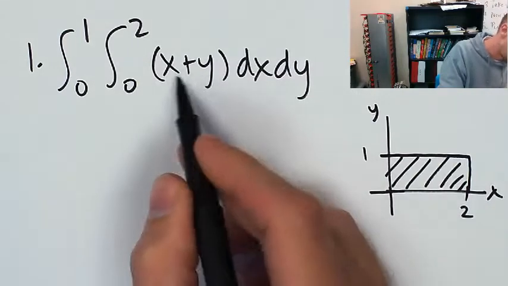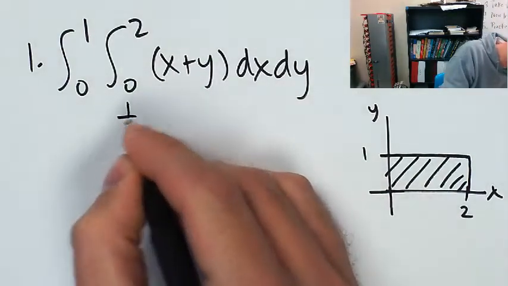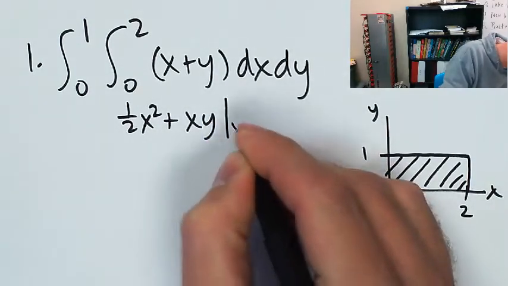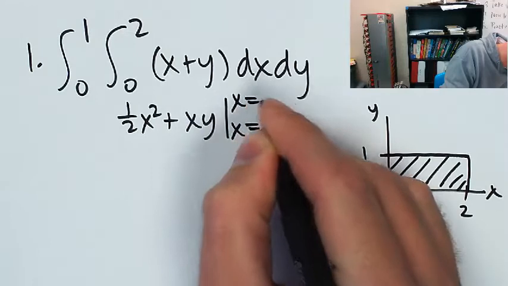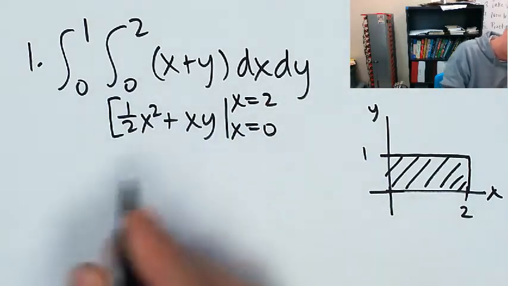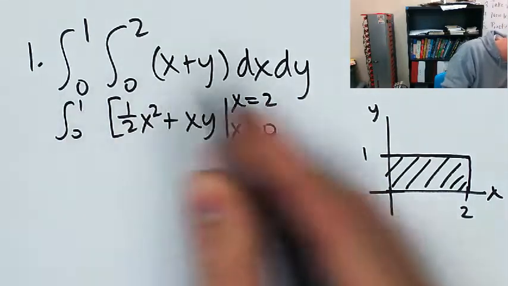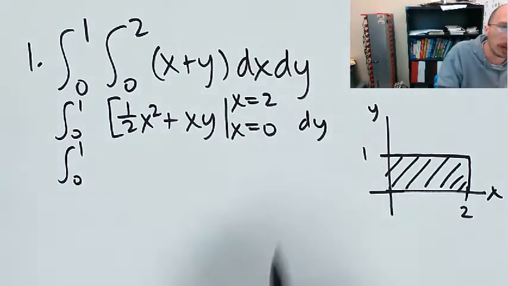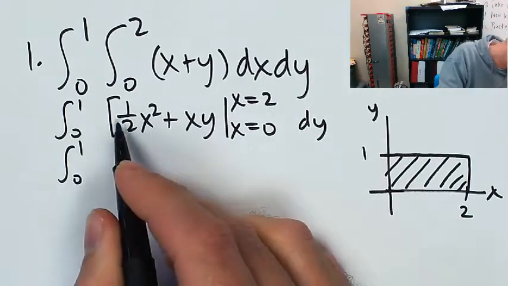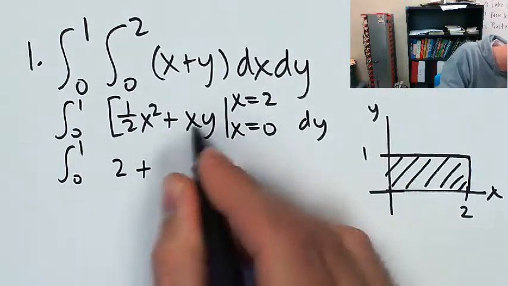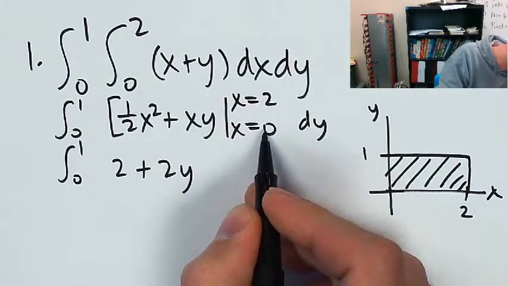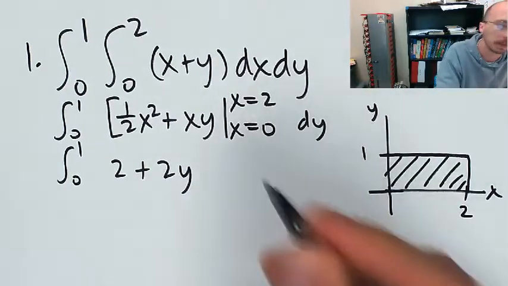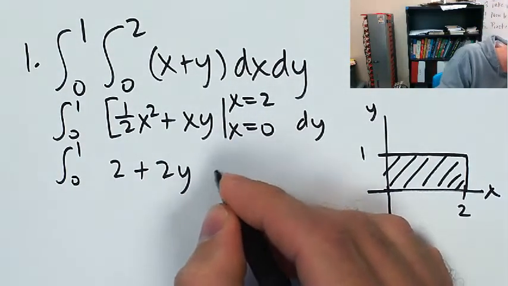So we're going to first anti-differentiate with respect to x, and that would be 1/2 x squared plus x times y, as x runs from 0 up to 2. Then we're still going to integrate that from 0 to 1 with respect to y. When I plug in x equals 2, I'll have half of 4 plus 2y. When I plug in 0, I'm going to have 2 zeros, so that's not going to contribute anything. So I'm just going to have the integral from 0 to 1 of 2 plus 2y dy.